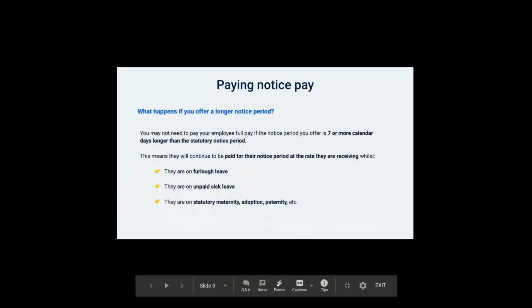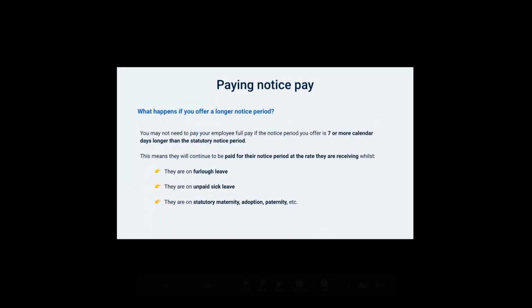But what happens if you offer your employees a longer notice period? Now, if you offer your employees a longer notice period than the amount that they are statutorily entitled to, the amount that you pay them may just be based on the current rate of pay that they are receiving.